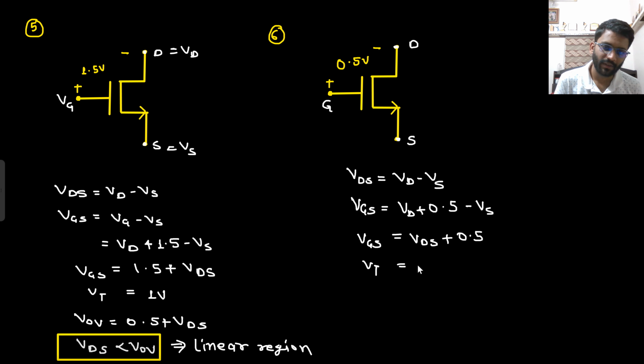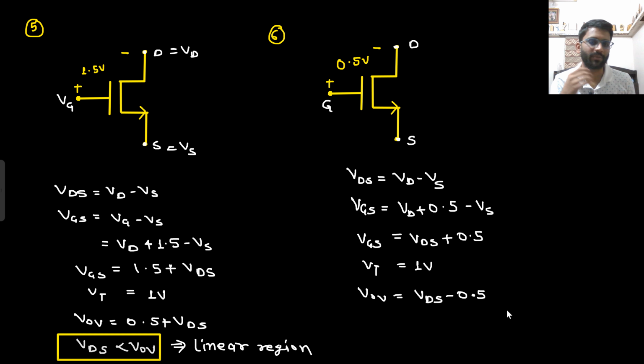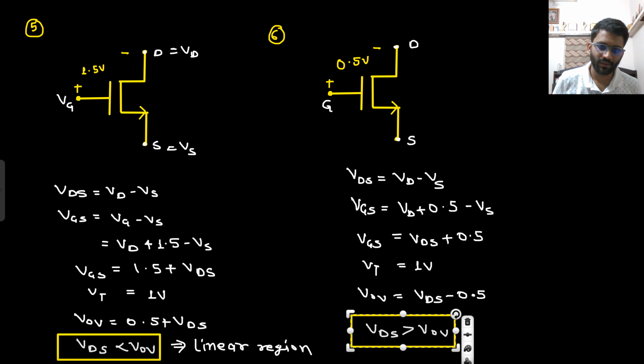What is VT? VT is 1 volt. What is V overdrive? V overdrive is VGS minus VT. That is VDS minus 0.5. Which one is larger? VDS is larger, right? Let's assume VDS is 1 volt. So what will be your V overdrive? That will be 0.5. So VDS is larger. So VDS is greater than V overdrive. That means this is saturation region.